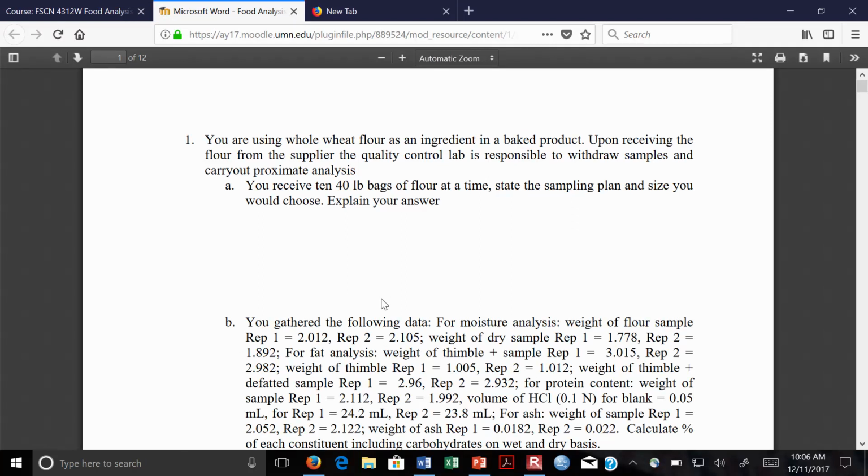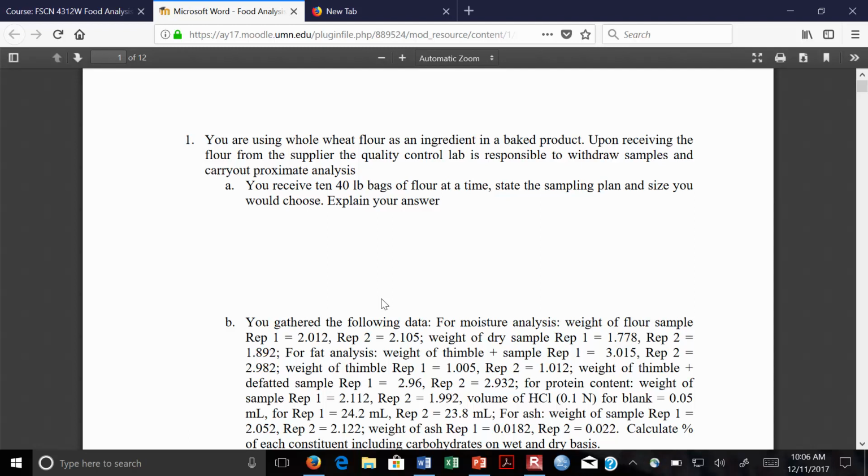Alright, this should have said you received 100 pound bags. I should correct that. Every year I say I want to correct that and I don't. Okay, so you received 100. Please make sure that it is corrected that way.